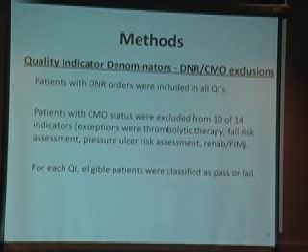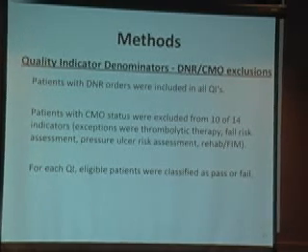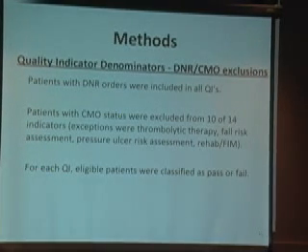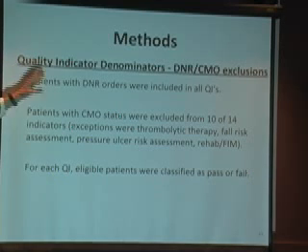In terms of our calculation of these quality indicators, DNR was not used in exclusion in any of those. However, CMO was an exclusion on 10 of the 14 measures. So if you were comfort measures only, particularly on the discharge-related measures, some of the later measures in the hospital period, if you had CMO, you were removed from the denominator. So we calculated the performance or the compliance with each one of these 14 measures.